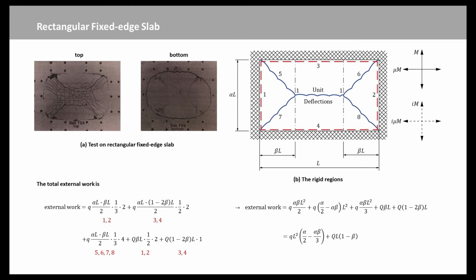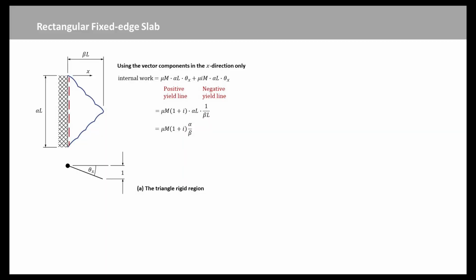The deformation of the mechanism is defined by the unit deflections shown in figure B. The rigid regions have been subdivided into triangles and rectangles to simplify the calculations. To keep track of the calculations, it is worth numbering each of these. The numbers under each expression correspond to the numbers in figure B. In this way, none of the loading is omitted from the external work. The external work is shown here. The internal work needs some thought.